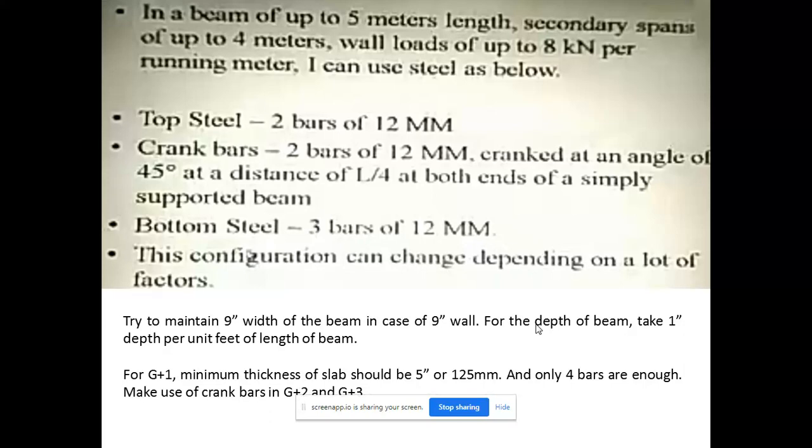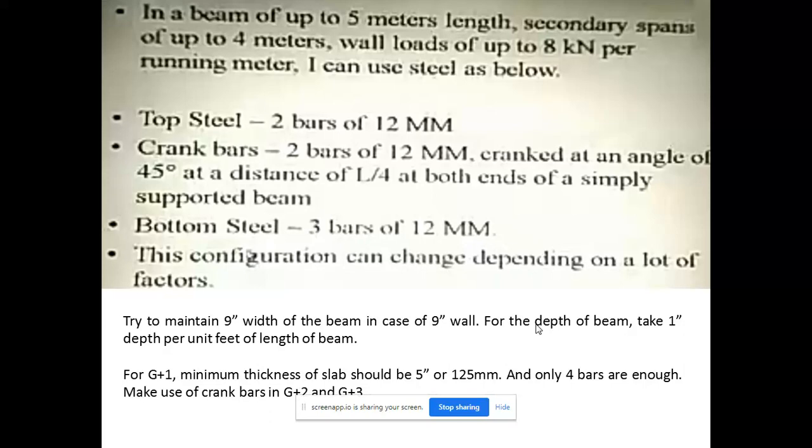for a beam of up to 5 meters length, secondary spans up to 4 meters, wall loads of up to 8 kN per running meter, I can use the design like below. Top steel having 2 bars of 12 mm, crank bars with 2 bars of 12 mm, cranked at an angle of 45 degrees at a distance of L/4 at both ends of the central supporting beam, with bottom steel having 3 bars of 12 mm. Now this configuration can change in normal factor. But try to maintain 9-inch width of beam. In case of 9-inch width of beam, take 1-inch depth per foot of length of beam.